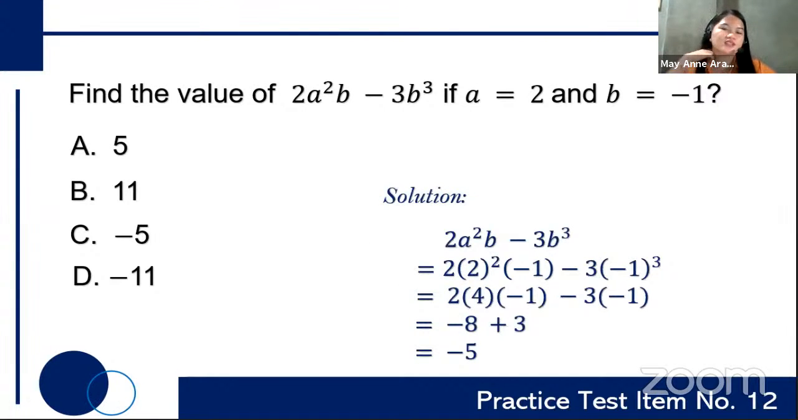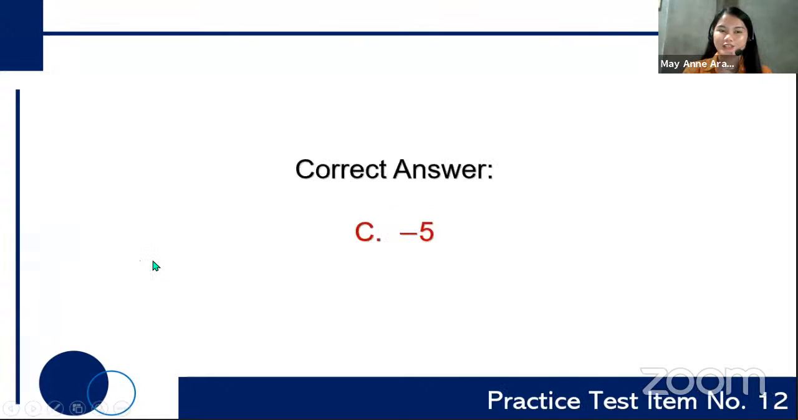Okay, for 2a squared b minus 3b cubed, just substitute the given values of a and b. So you have 2 squared here. You can calculate this mentally. Direct substitution, so you have negative 8 here since the value of b is negative 1 and the exponent of b is an odd number, so the answer is still negative. And negative 3 times negative 1 is positive 3. So negative 8 plus 3 is negative 5, since the absolute value of negative 8 is higher. So the answer is negative 5, which is letter C. So tama si Mr. Suarez.